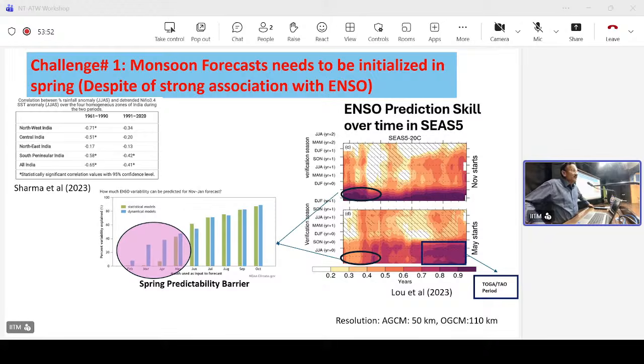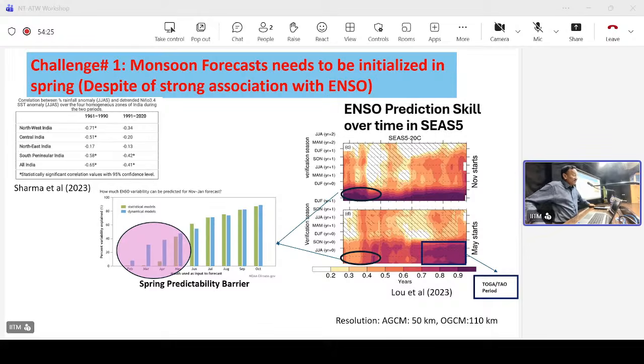So if you are trying to make forecasts of monsoon, there are different challenges. We all know that the majority of the monsoon is modulated by ENSO. ENSO can explain almost 40 to 50% of the internal variability of the monsoon. If you know the state of ENSO, then you can actually reconstruct the monsoon almost 50% accurately.